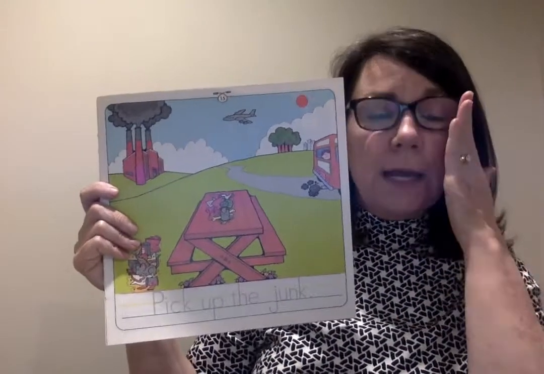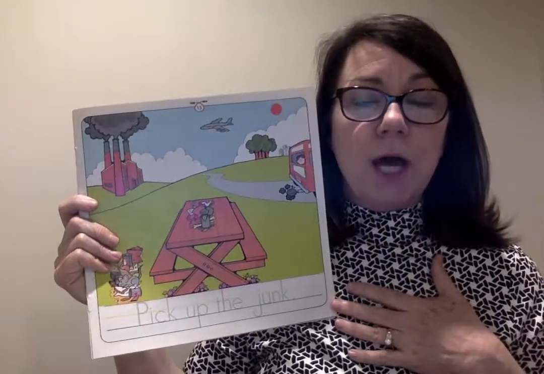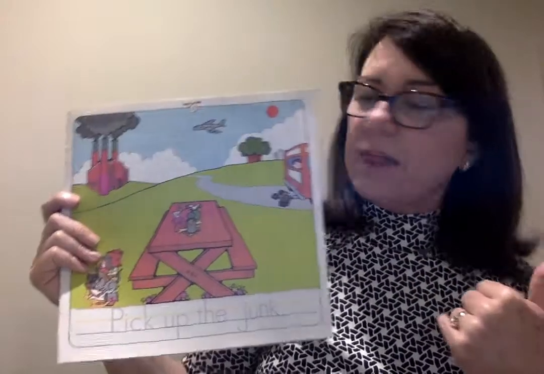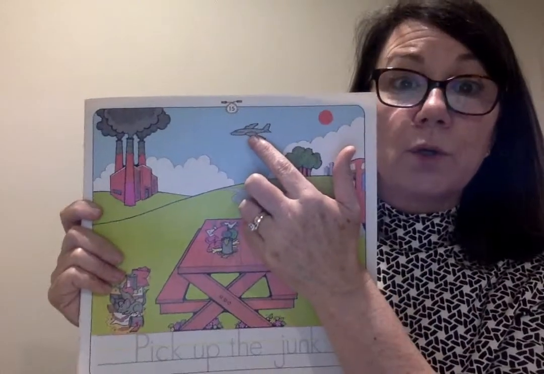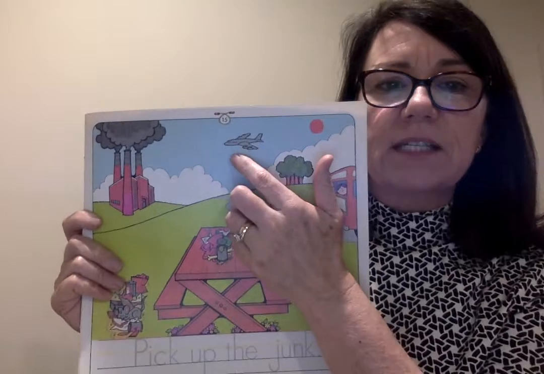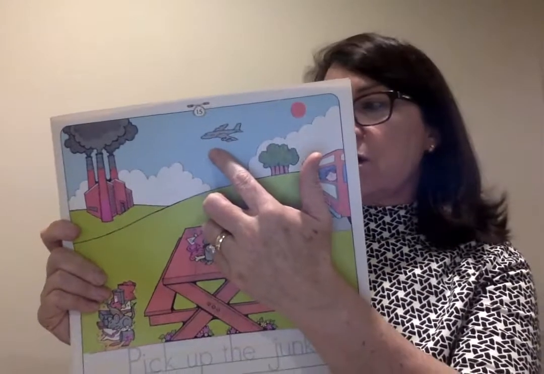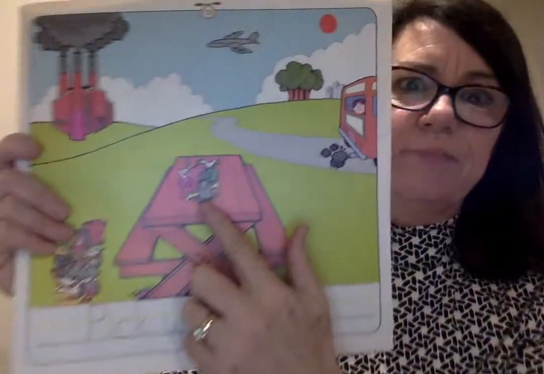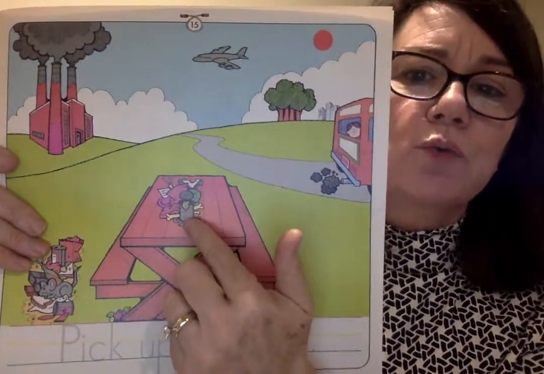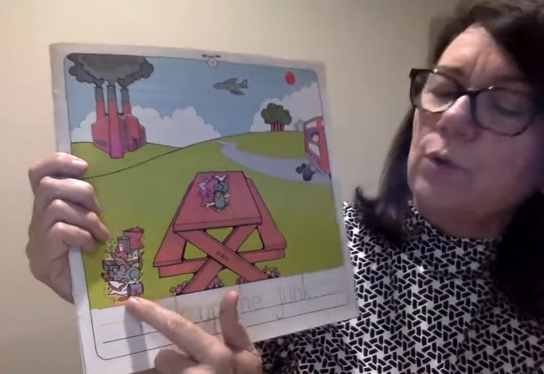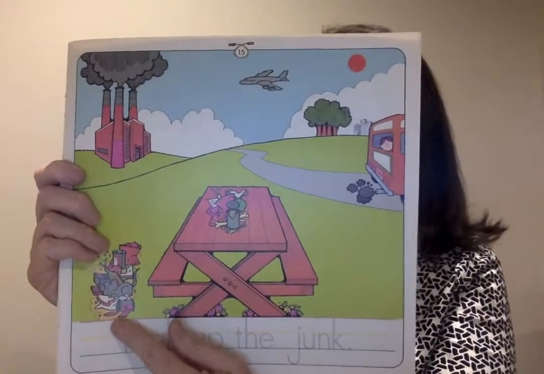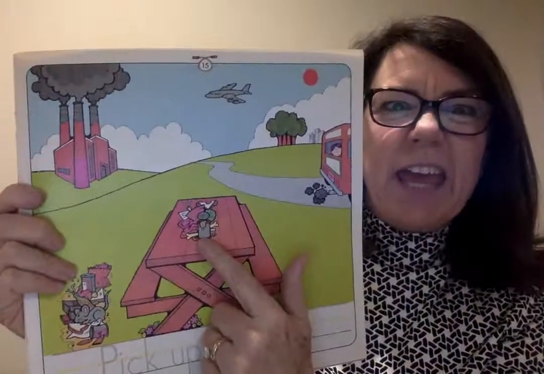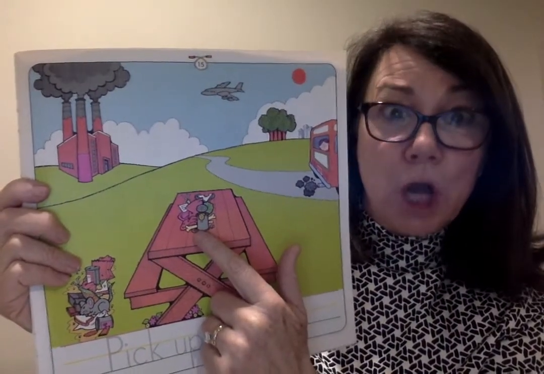Remember, air pollution can irritate our eyes and our lungs. It can cause us to feel really tired and sick. It's a very bad thing. Another air polluter is this jet up in the sky, jet that's flying, and it can cause a lot of pollution. Oh, notice a lot of junk, a lot of trash here on the picnic table, and also on the ground. There's a tin can there.